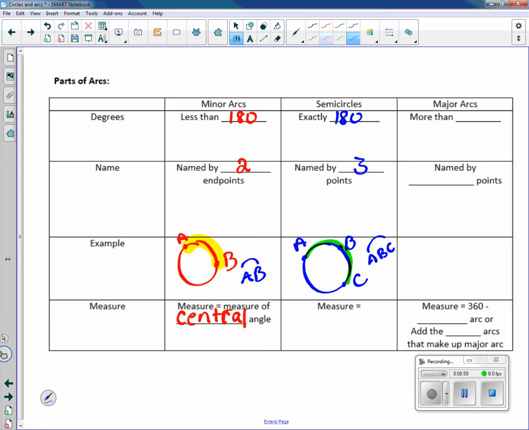How many degrees is a central angle, a central arc, or a semicircle?